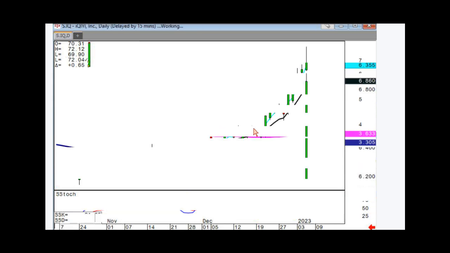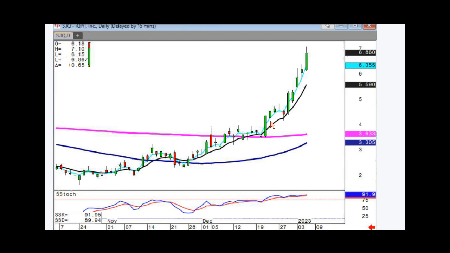IQ, same scenario. Broke out. How long do you stay with it? As long as you don't see a sell signal, but you're a little bit more conscious of a sell signal because you're up here in the overbought area and you've started to move away from the T-line.